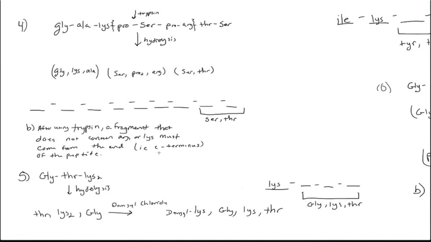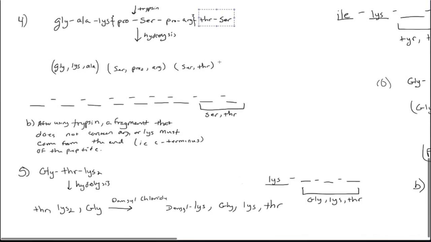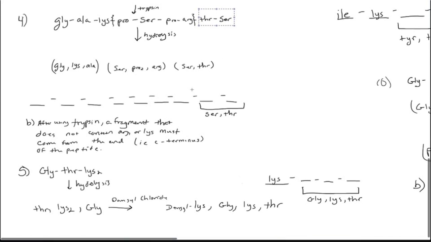Normally every fragment has a lysine or an arginine because trypsin cuts after lysine and arginine. The only way to have a fragment that doesn't have lysine or arginine is if it's just cut off at the very end. Okay, good. That's a good, careful answer for number 4.